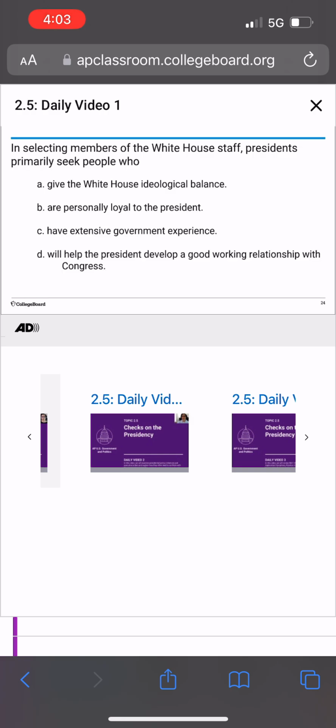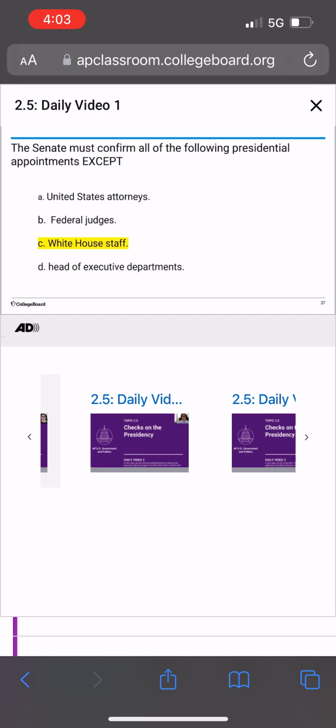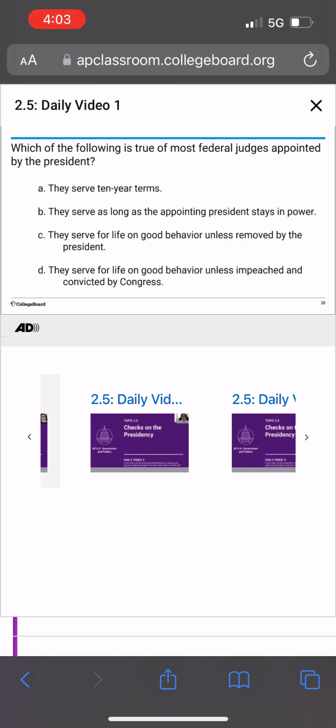In selecting members of the White House staff, we've got some multiple choice questions here. They're going to have a personal loyalty to the president. The Senate must confirm all of the following presidential appointments except the White House staff, which is true of most. For federal judges appointed by the president, they're going to serve for life unless they get impeached and convicted or removed by Congress.